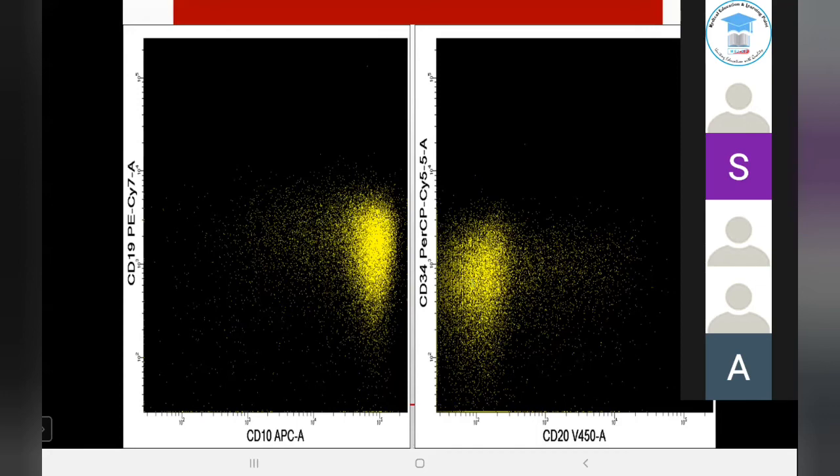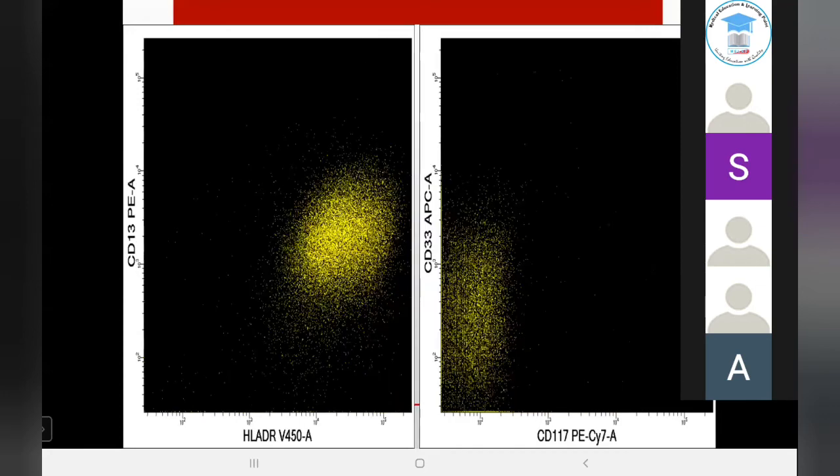B-ALL. Okay. Look at the 13. Yes, ma'am, it's positive. 13 positive and HLA-DR positive. Right. And 33 and 117? Ma'am, 33 is positive and 117 is negative. Okay. So 117 is clearly negative. 33 is kind of borderline positive. So now is it a myeloid or is it a B? Ma'am, 13 and 33 are basically mild aberrant expression. Maybe it's a mixed.